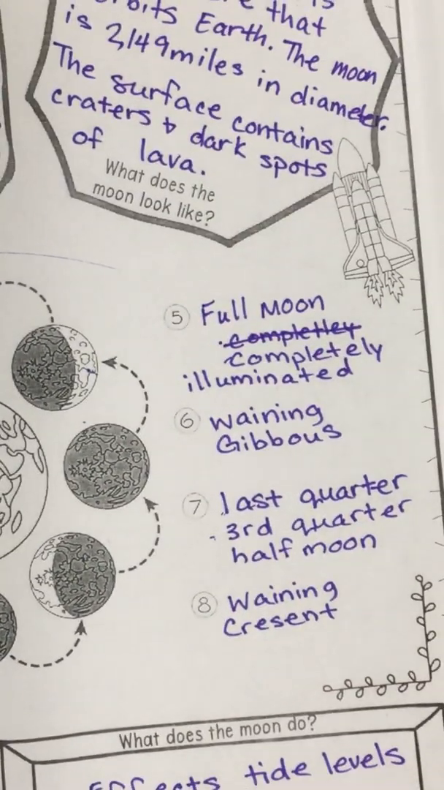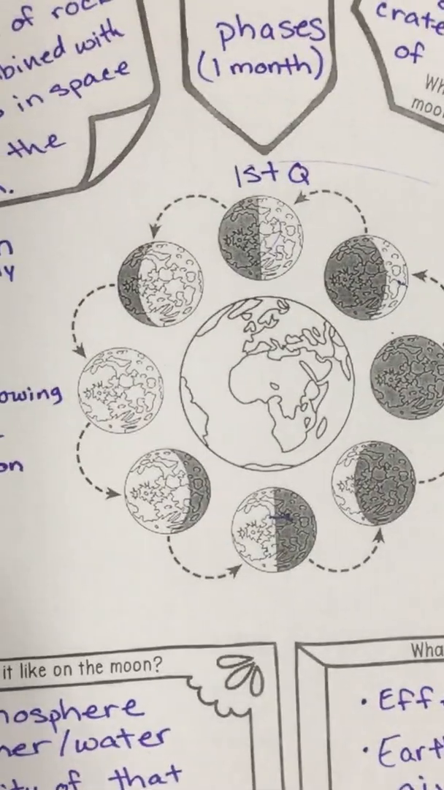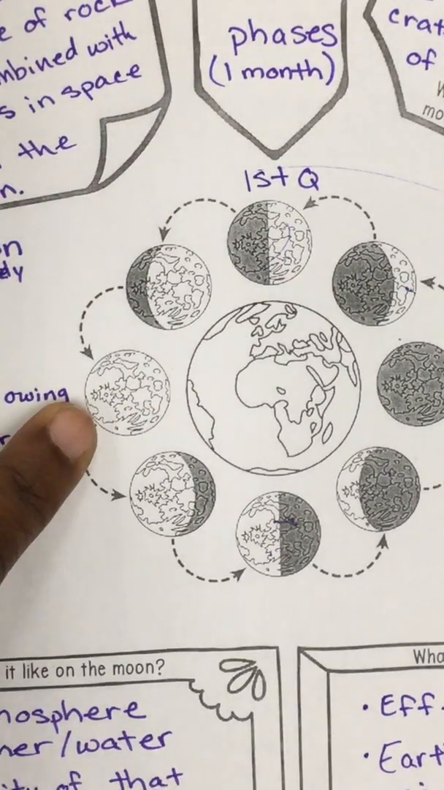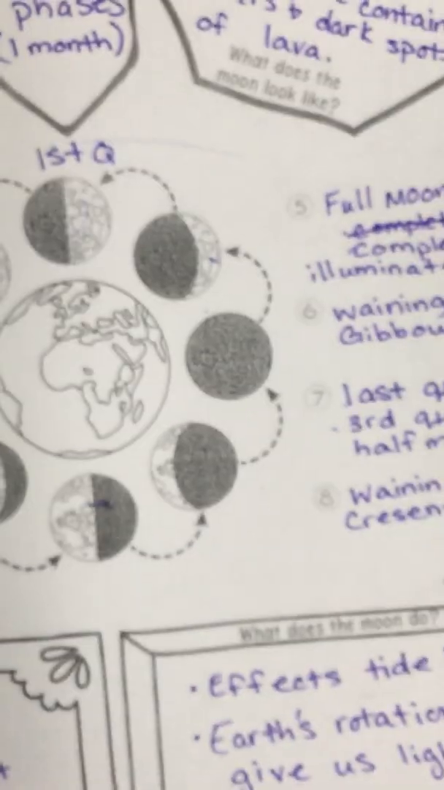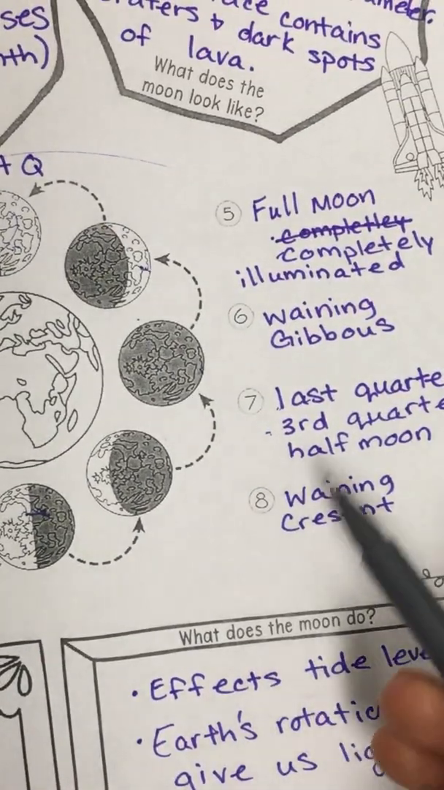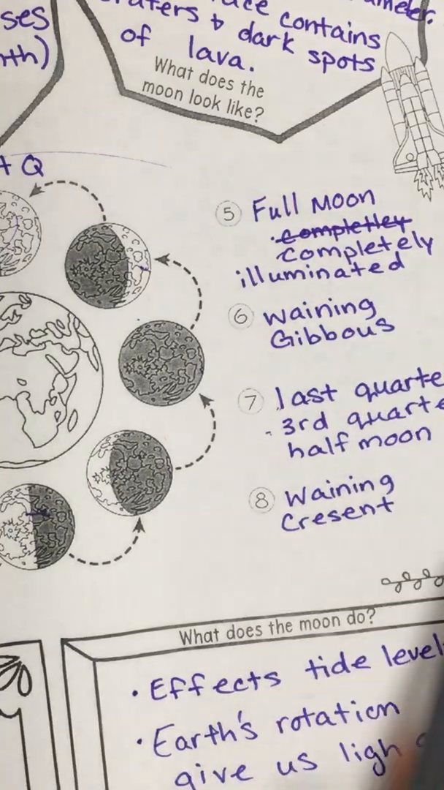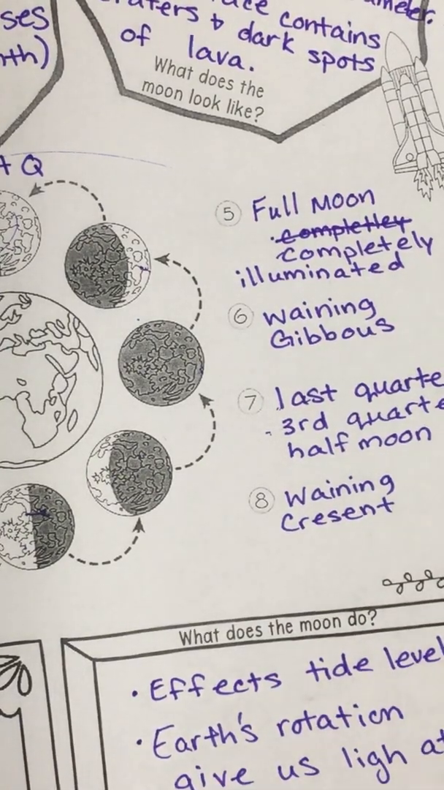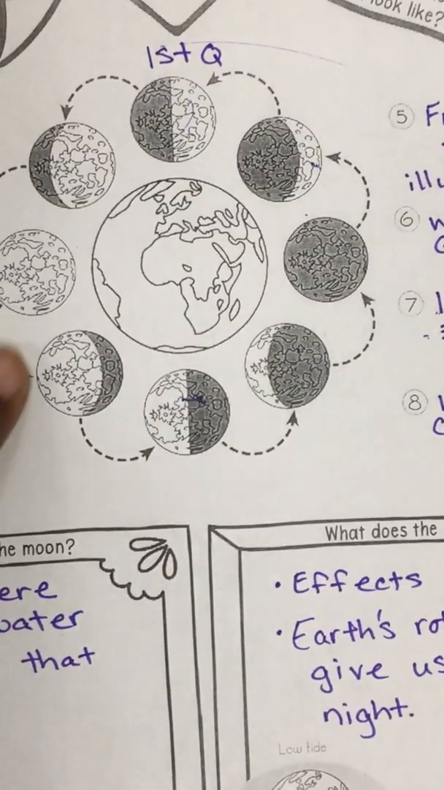We're going to go on over to full moon, which will be the one that looks like it's completely illuminated. I'm trying to find my finger. There we go. Full moon is completely illuminated. You notice I spelled completely wrong, but you guys know me. Then we have waning gibbous. Waning just means that it looks like the light is going away.